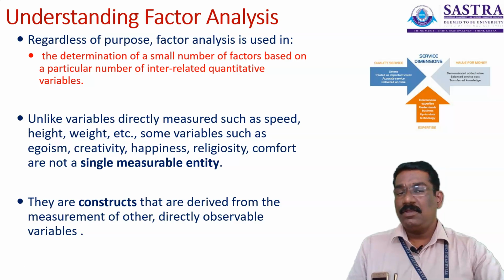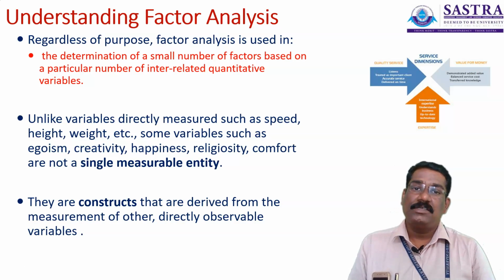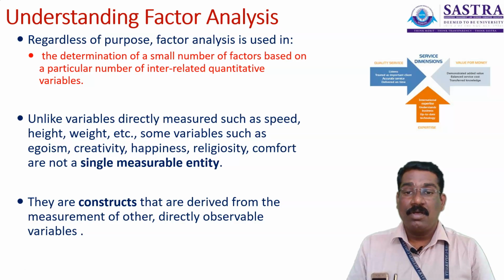In order to understand factor analysis, regardless of the purpose, factor analysis is used in the determination of a small number of factors based on a particular number of interrelated quantitative variables. I was just explaining that. And unlike variables directly measured such as speed, height, weight, etc., some variables such as egoism, creativity, happiness, religiosity, comfort are not a single measurable entity, because it is a group of variables.